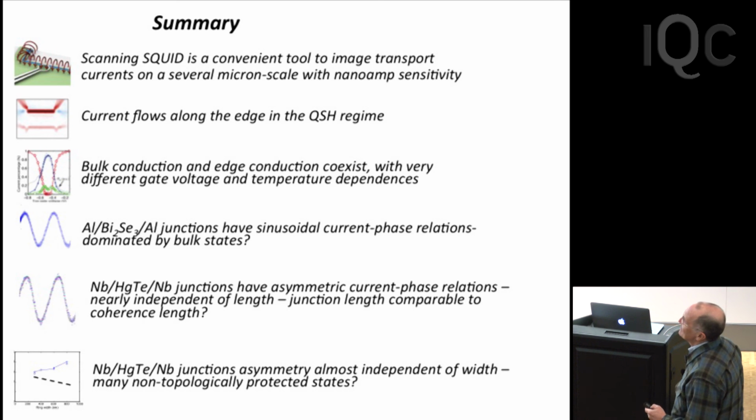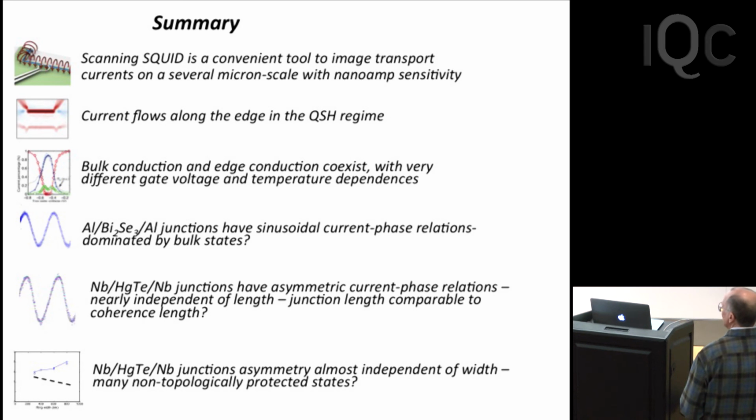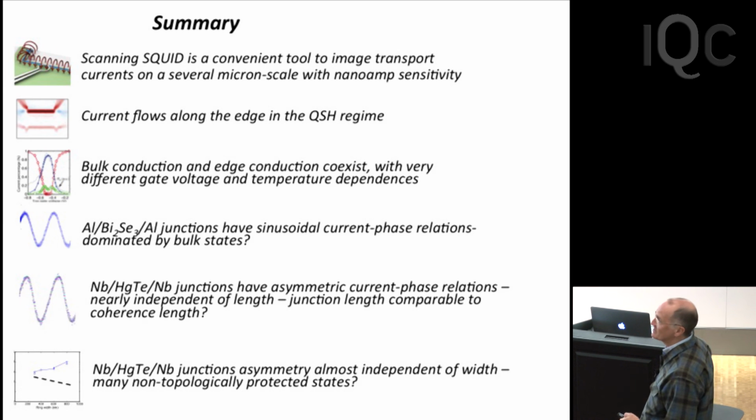The bulk conduction and the edge conduction can happen under the same conditions, but they have very different gate voltage and temperature dependencies. And I think that should tell you something about the mechanism for scattering of the edge states. In junctions made with the three-dimensional topological insulator bismuth selenide, you have very sinusoidal, very conventional current phase relationships. And that may be because the Fermi level is in the conduction band and you're dominated by bulk states.